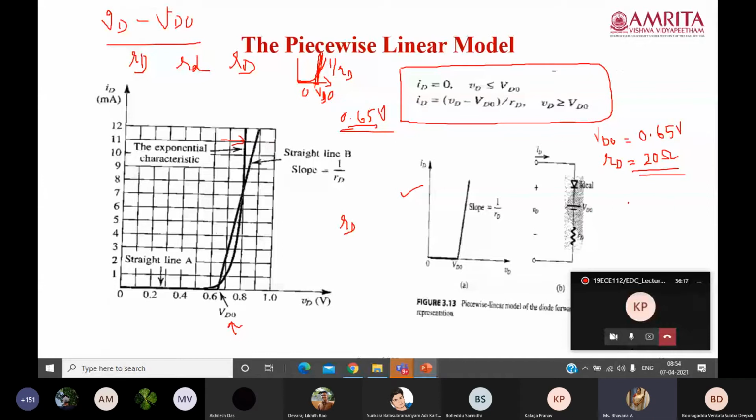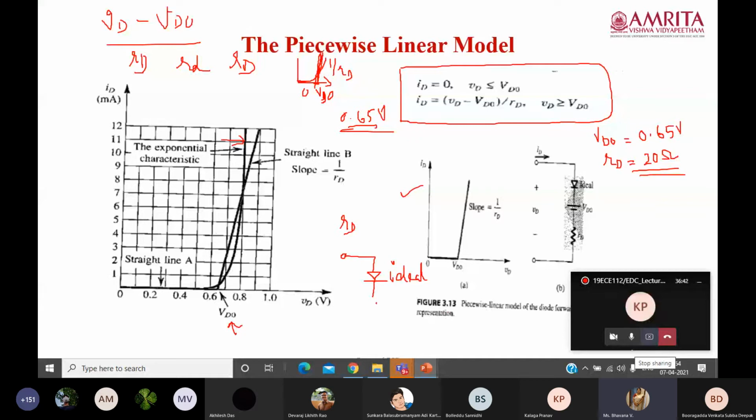So how to draw the equivalent circuit, we are talking with respect to the ideal diode. That ideal diode we are modeling using different modeling techniques. Okay, so we have a diode which is ideal. Now we are using the piecewise linear model. So the piecewise linear model has what external parameters? That is VD naught, isn't it? VD naught and a resistor RD.